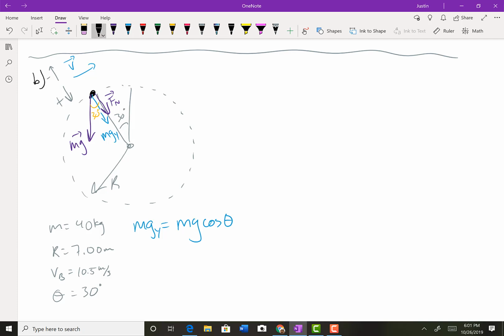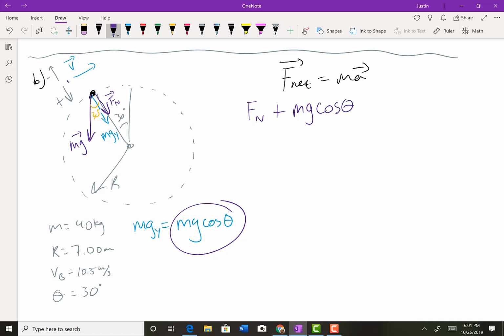Now that I've got everything, I can just plug into the second law, F net equals ma. My net force in this case is going to be the normal force plus mgy, which is mg cosine theta. Again, they're both pointing in the positive direction, which is towards the center of the circle. So this is going to equal mass times the centripetal acceleration. Again, I'm going to isolate Fn, so Fn equals mac minus mg cosine theta.